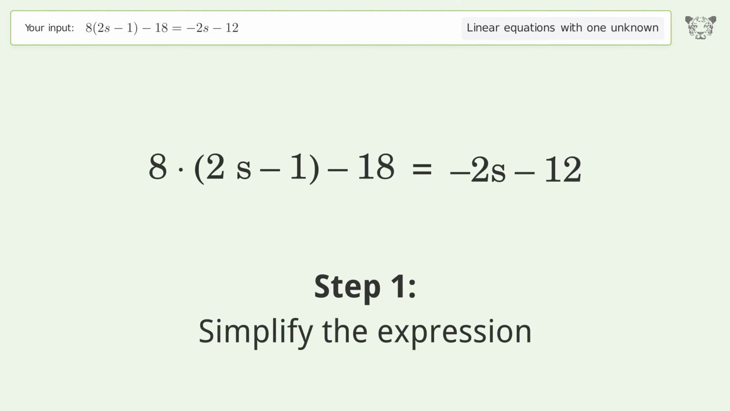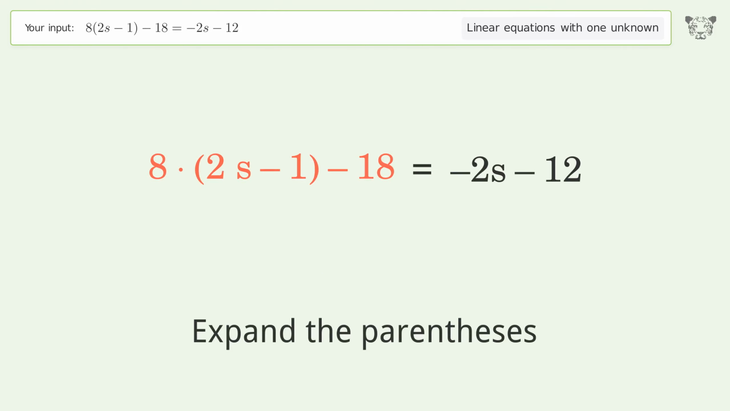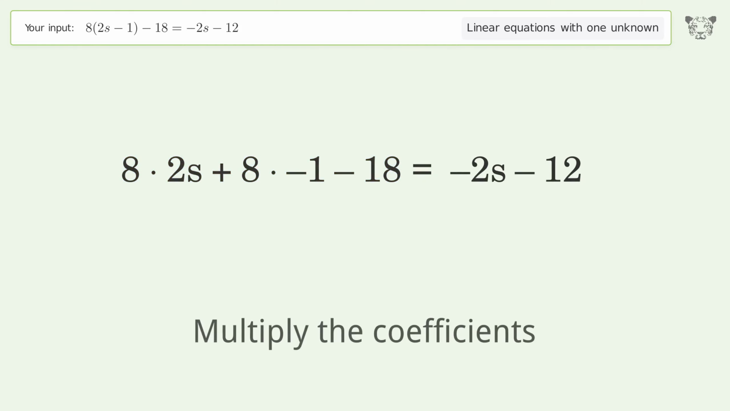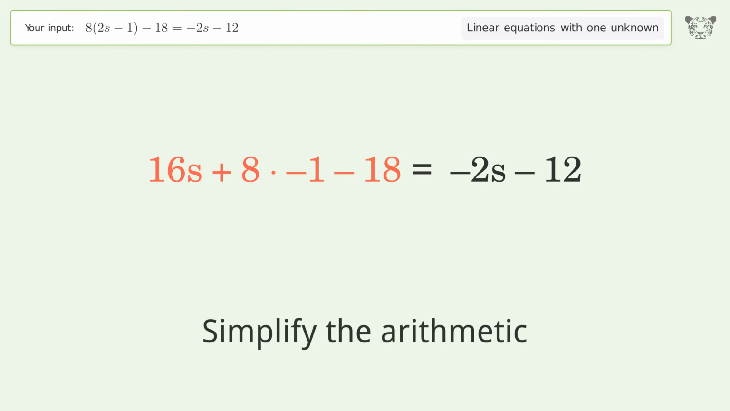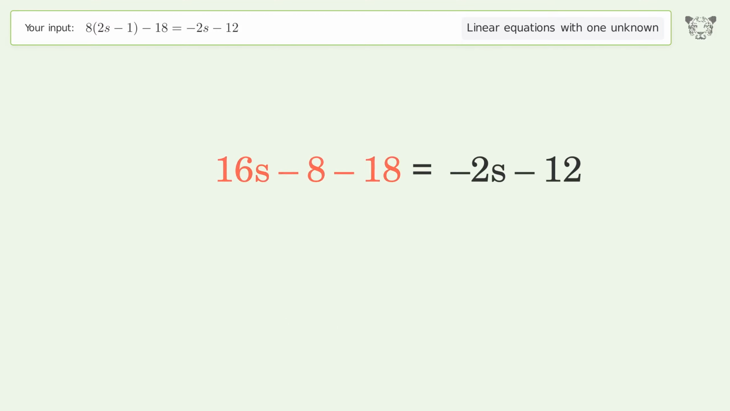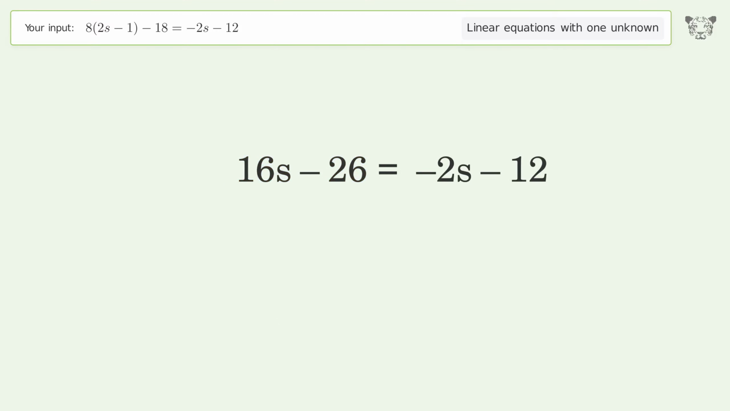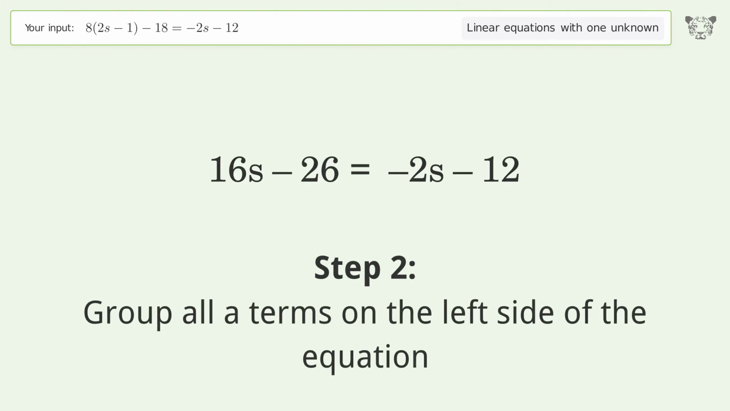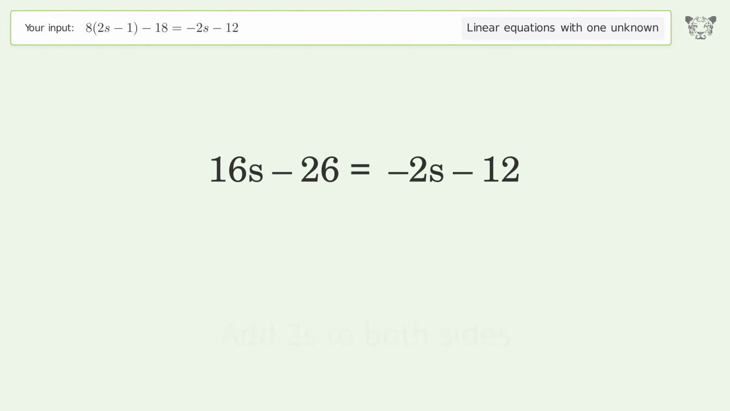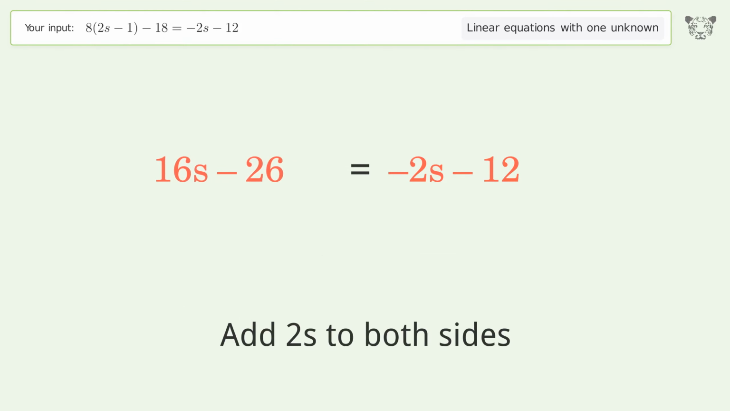Simplify the expression. Expand the parentheses. Multiply the coefficients. Simplify the arithmetic. Group all s terms on the left side of the equation. Add 2s to both sides.